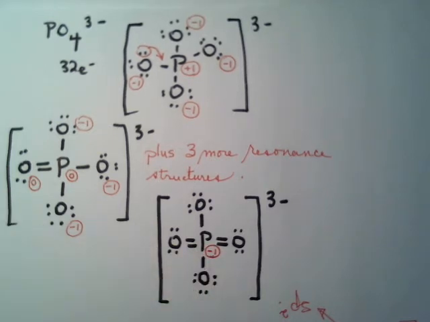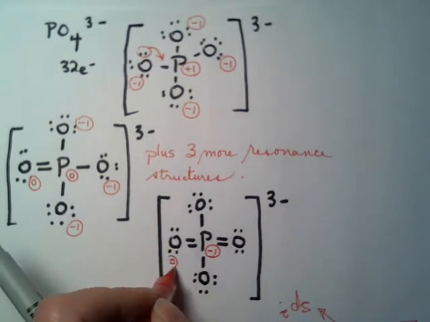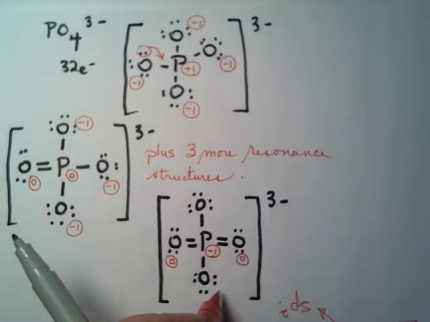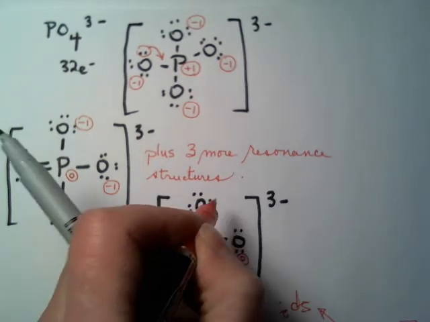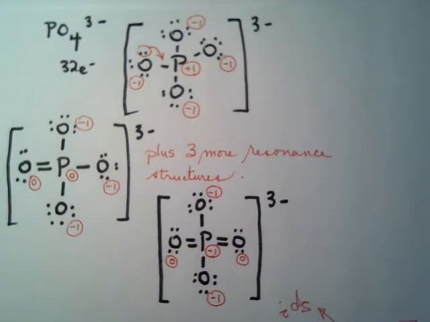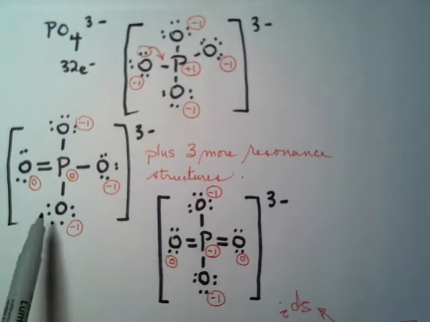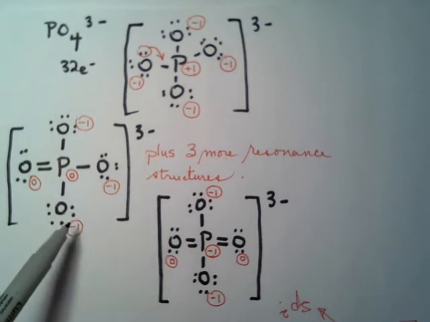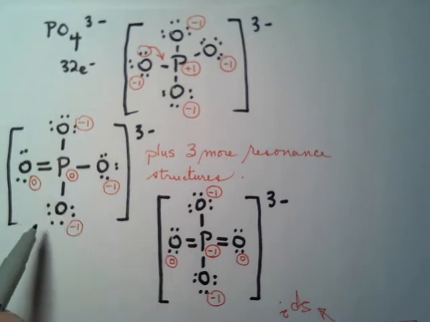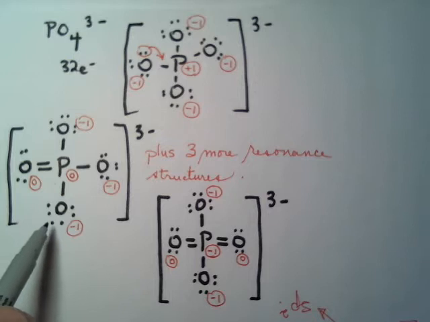Okay, phosphorus is not that electronegative. I'm kind of liking this one, but this is now a 0, and this is a 0, and this is a -1, and this is a -1. So it's still adding up to a -3. So I have plus more resonance structures.